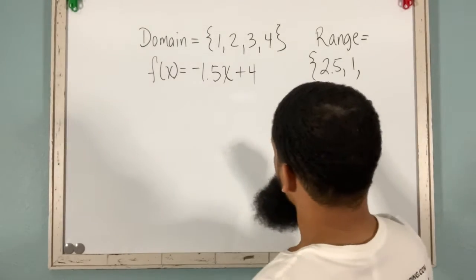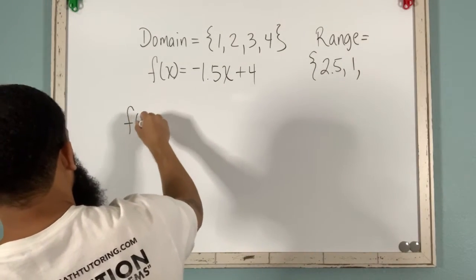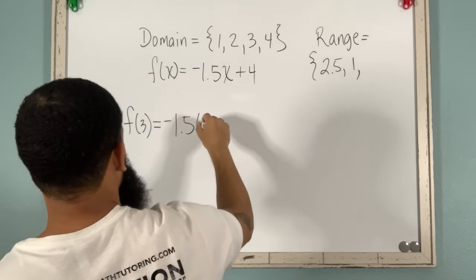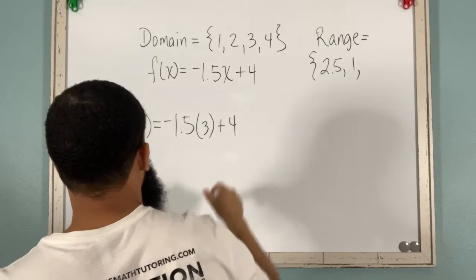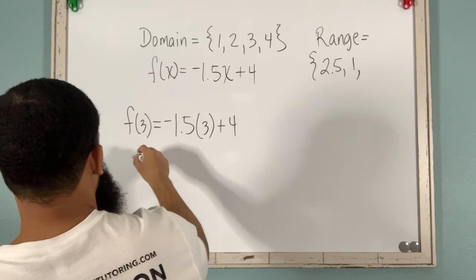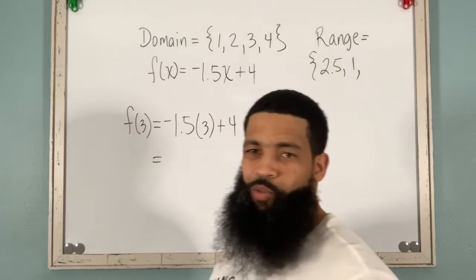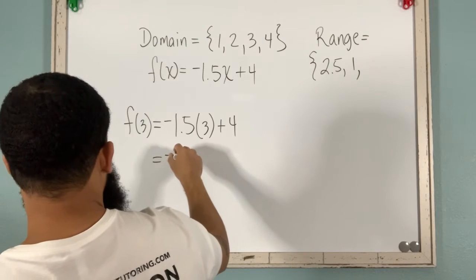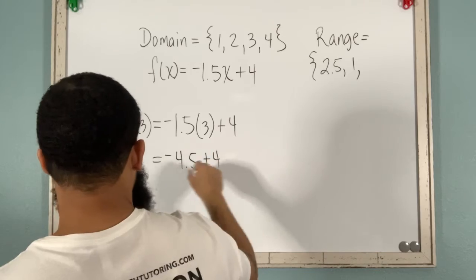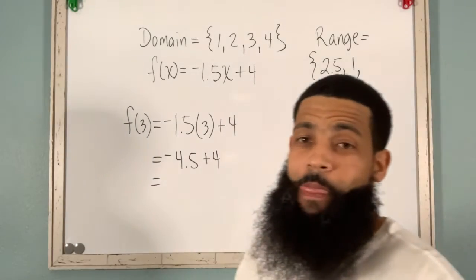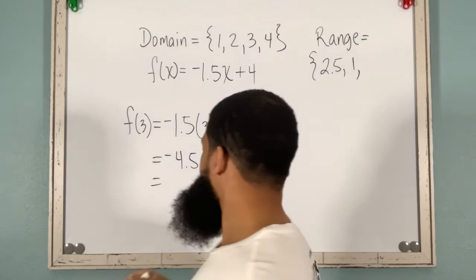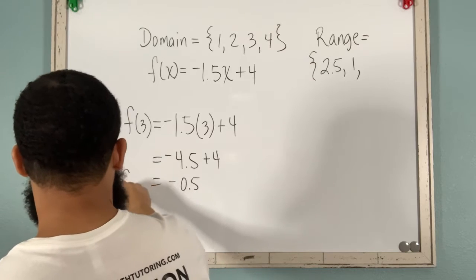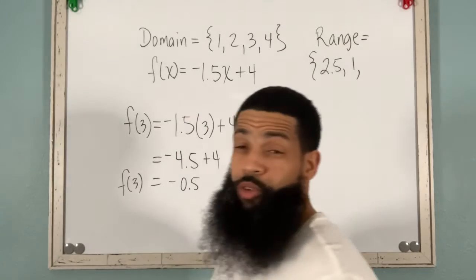The next one, let's say we have f of 3. That equals negative 1.5 times 3 plus 4. So negative 1.5 times 3 is negative 4.5. So negative 4.5 plus 4 is negative 0.5. So f of 3 is negative 0.5, right?